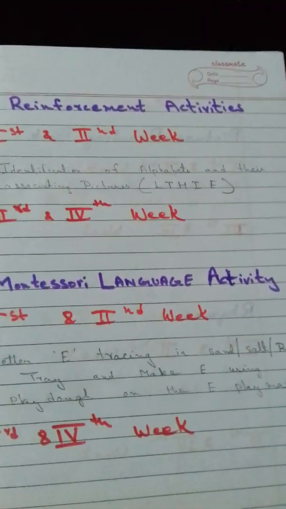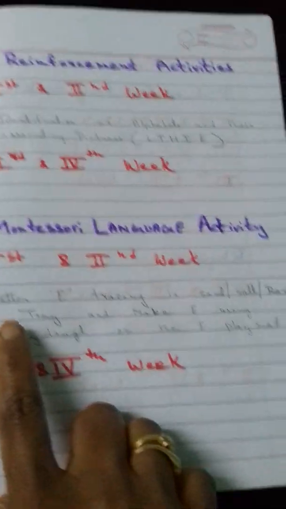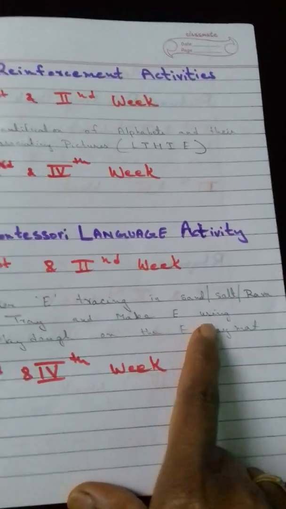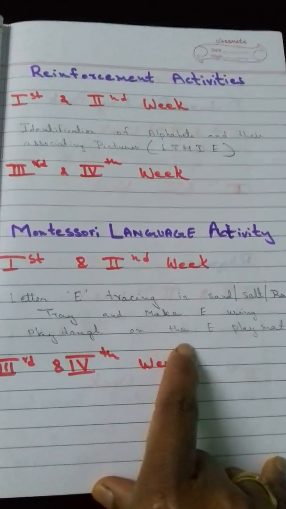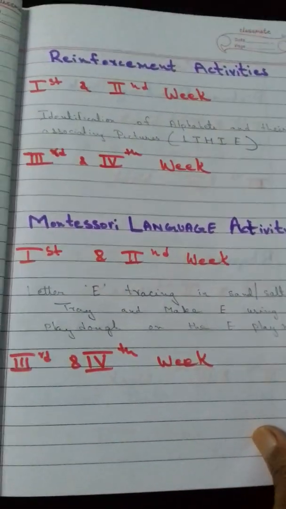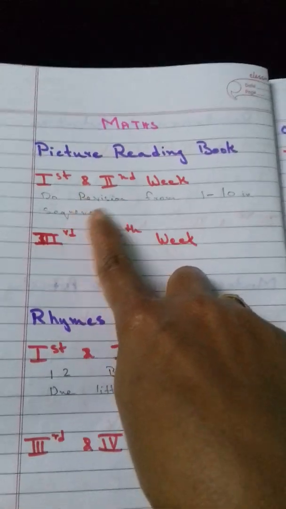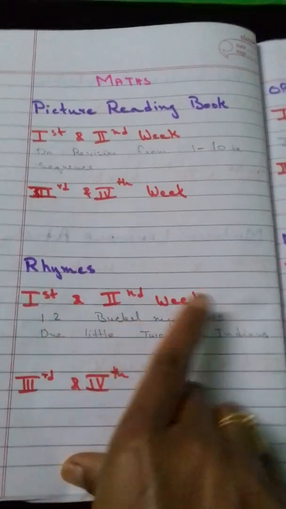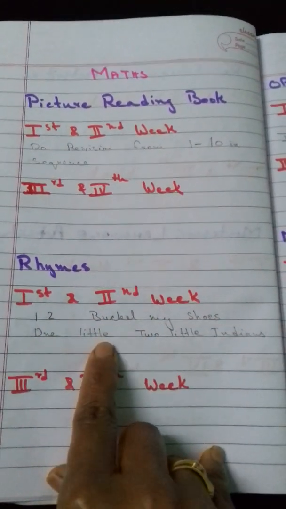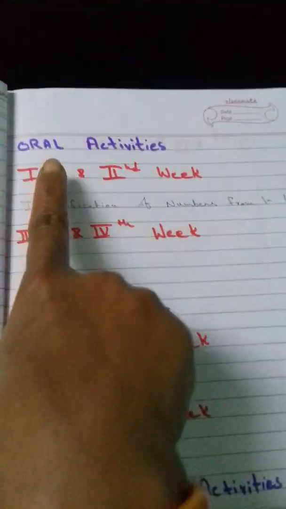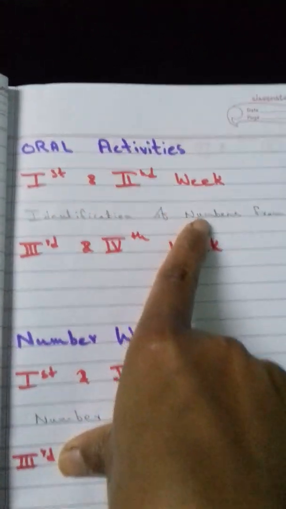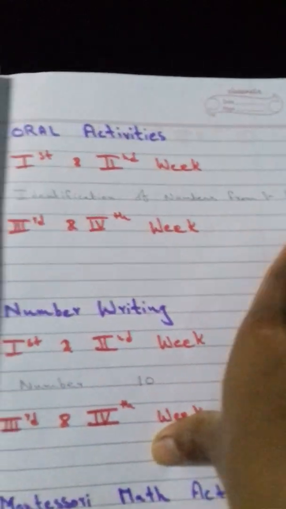And in Montessori language activity for the first and second week, it is letter E tracing in sand, salt or rava tray, and also you make E using Play-Doh on the E Play-Doh mat. Then in math, in picture reading book for first and second week, do revision from 1 to 10 in sequence. And for rhymes, first and second week, it is 1 2 buckle my shoe and 1 little 2 little Indians. Oral activities for the first and the second week, it is identification of numbers from 1 to 10.